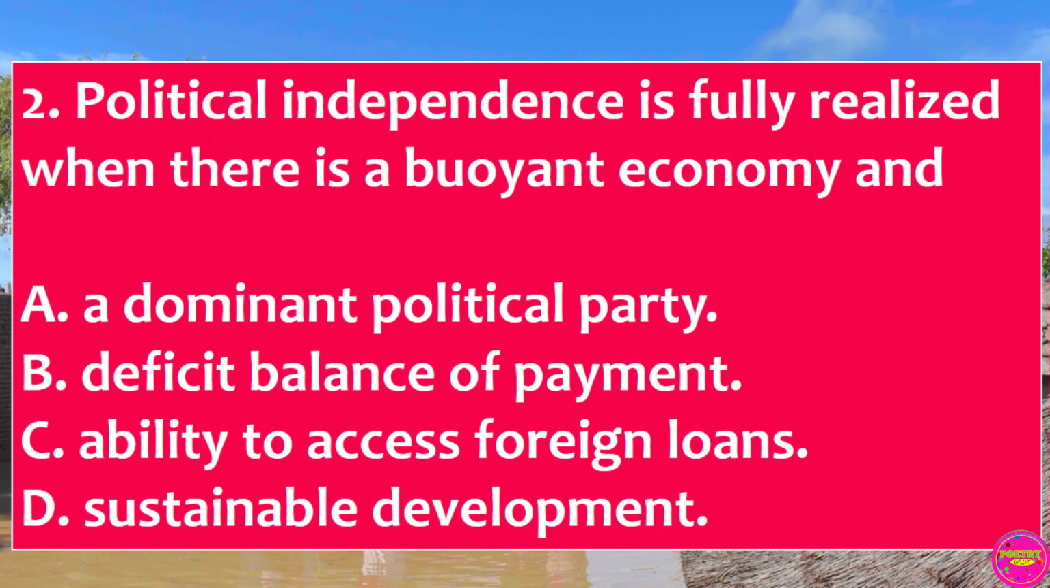Question 2. Political independence is fully realized when there is a buoyant economy and A. A dominant political party. B. Deficit balance of payment. C. Ability to access foreign loans. D. Sustainable development. The correct answer to this question is D. Sustainable development.